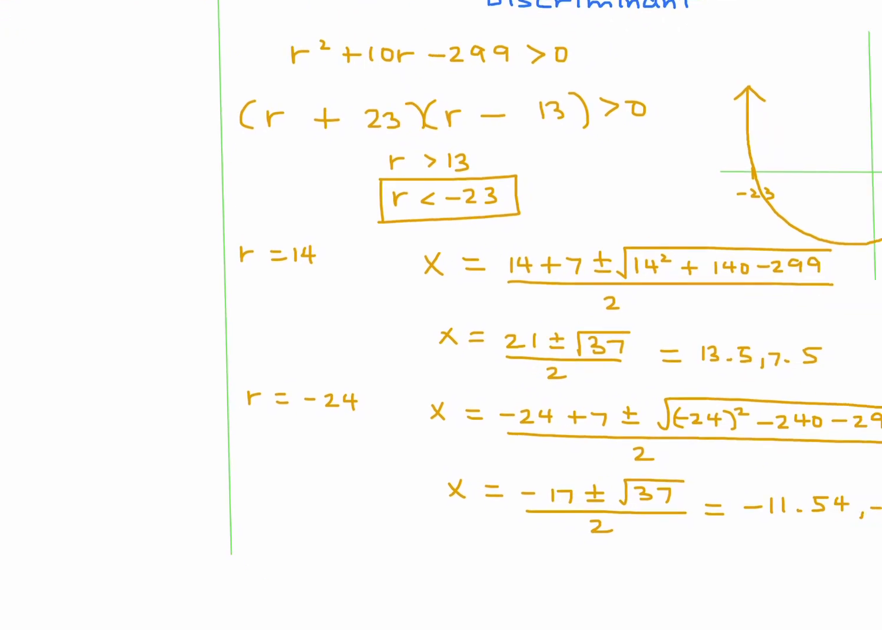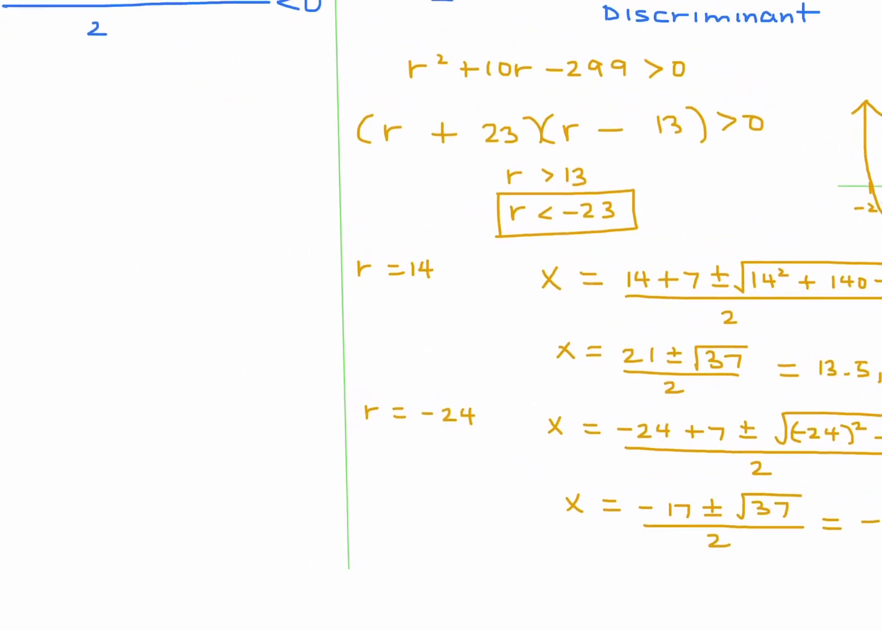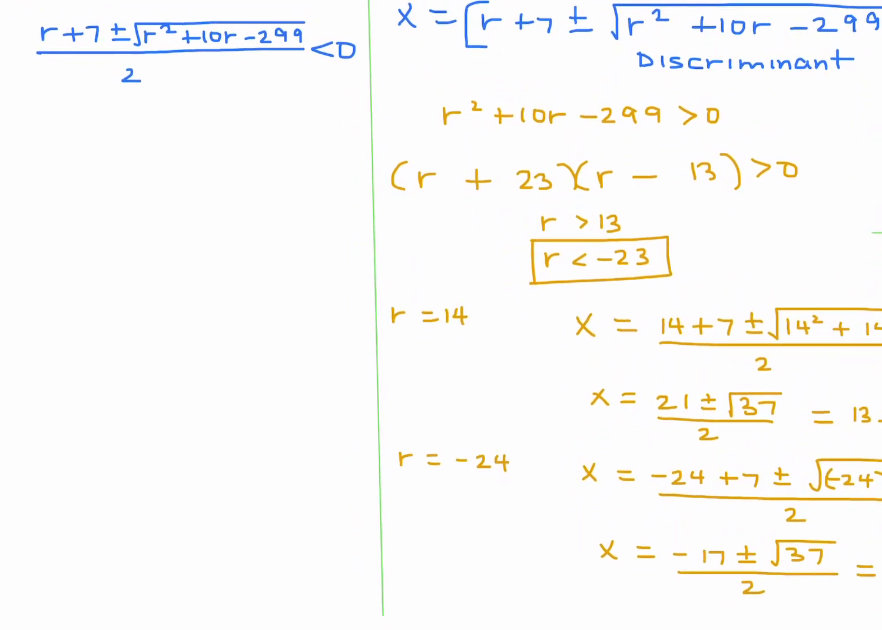And we had done that earlier. The only thing is we had done it for actual specific numbers. But I don't want to do it for any specific numbers. I would like to do it for just r. So here we go. Multiply through by 2, and you just get r plus 7 plus or minus the square root of r squared plus 10r minus 299 is less than 0. Now at this point, I'm going to compare a little bit to make it easier to understand with what I did over here.